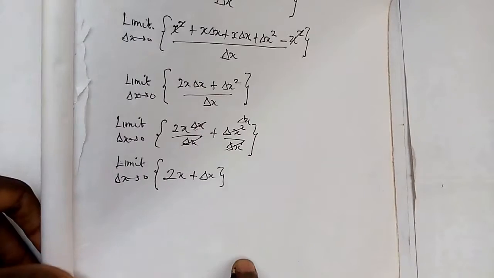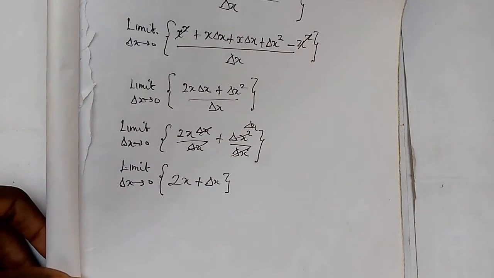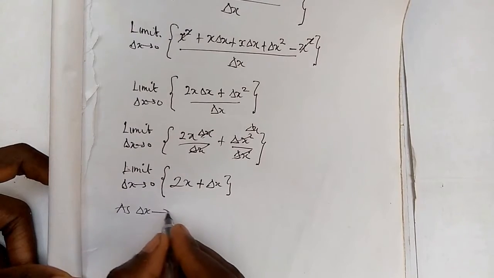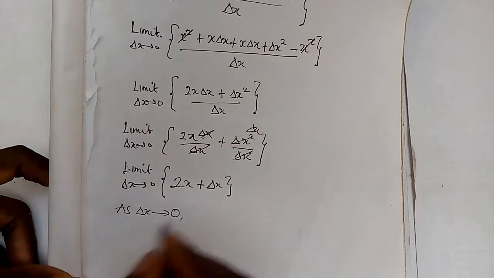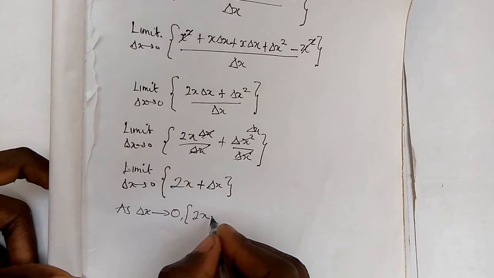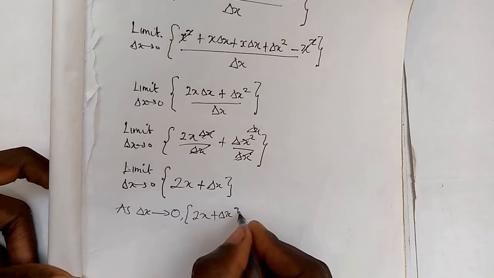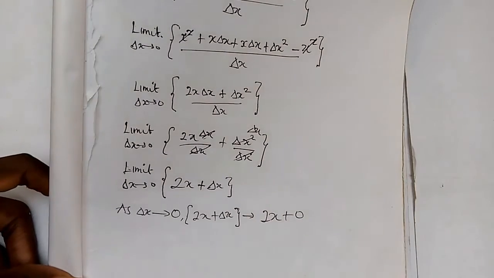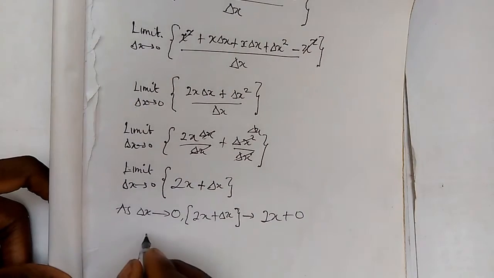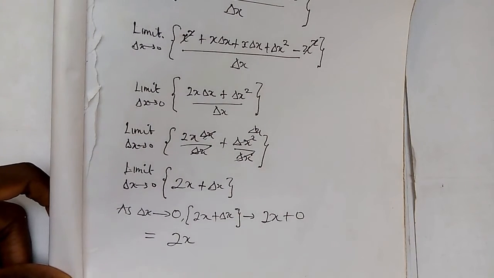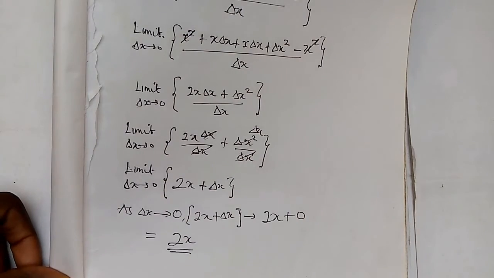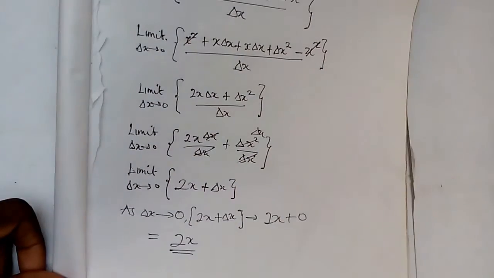Okay, so all that I have to do here is simply state a condition. As change of x approaches 0, the whole of this expression, 2x plus change of x, now becomes 2x plus 0, which is now equal to 2x, like this. So this is how we can use the first principle of differentiation to differentiate this function.